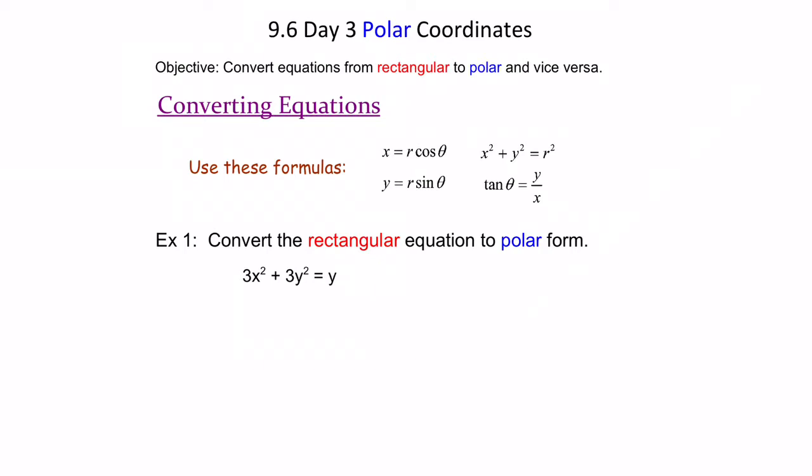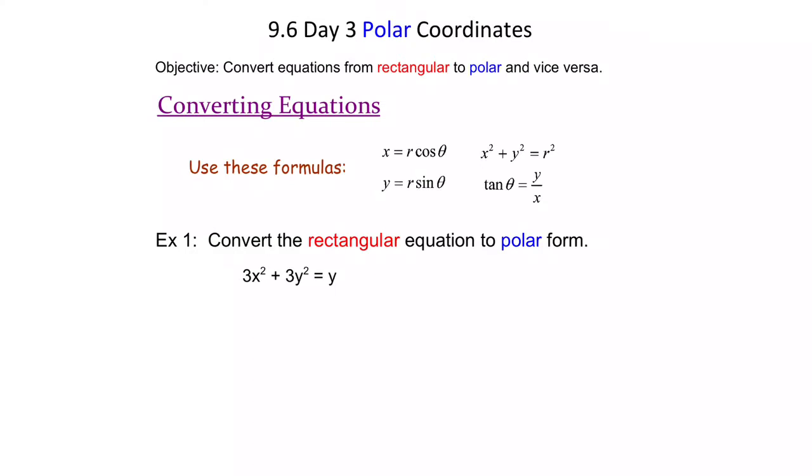So to convert equations, we need to know some of those formulas that we talked about the other day that we derived, where x is equal to r cosine theta, y is equal to r sine theta. Then we have the Pythagorean theorem, x squared plus y squared is equal to r squared, and tangent of theta is equal to y over x. And remember, those all came from the triangle where we set up our adjacent and opposite sides and everything. So we've already derived those formulas from previous lessons.